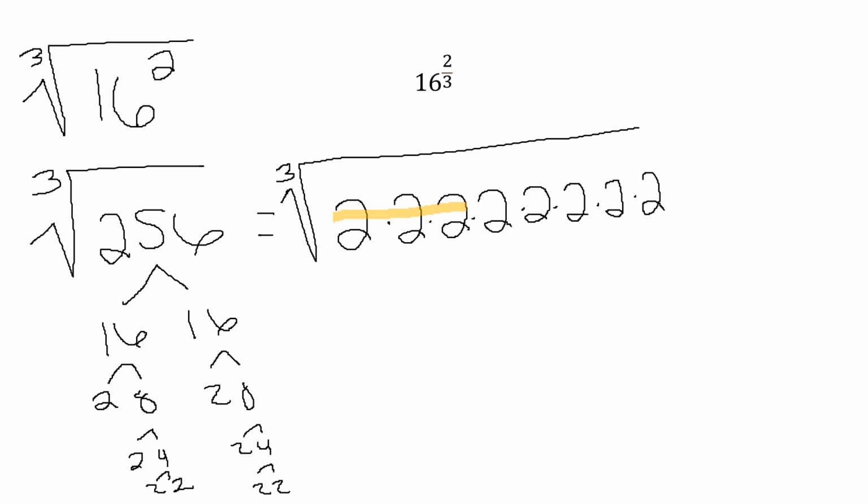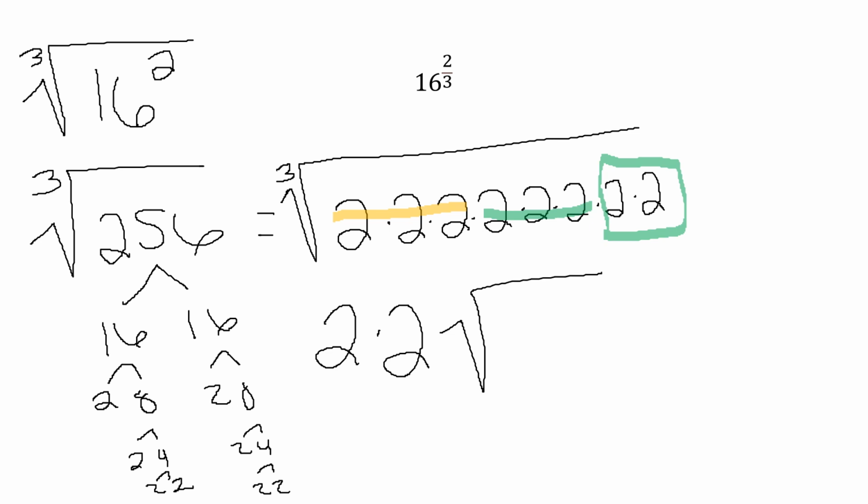Here is a second set of 3. And here are my leftovers that have to stay inside, okay? Every pair pulls out as 1. So there's my first set of 3. There's my second set of 3. And then what is left has to stay inside.